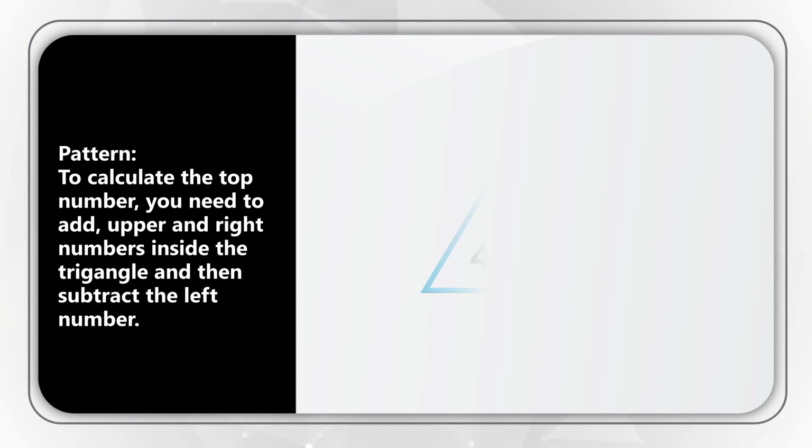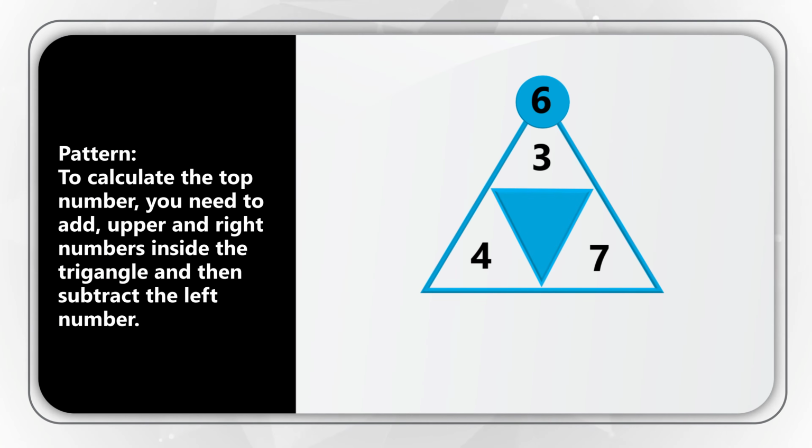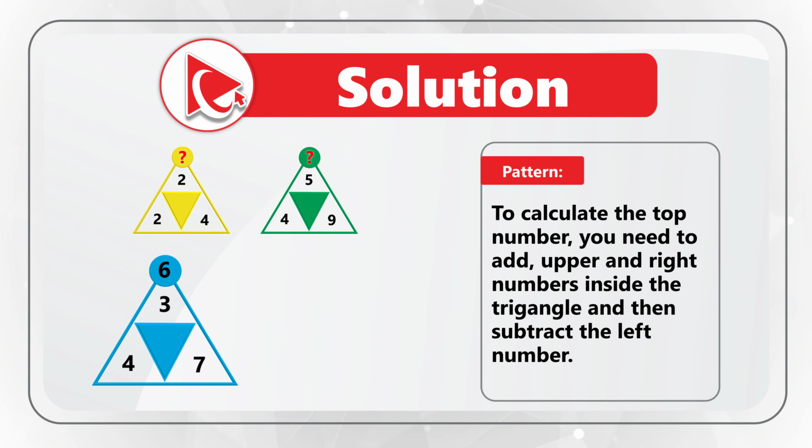The pattern here is that to calculate the number on the top of the triangle, you need to use inside upper number added to the number on the right, and then you should subtract the left number. For example, for the blue triangle, which has all the numbers, the calculations will be 3 plus 7 minus 4 equals 6.